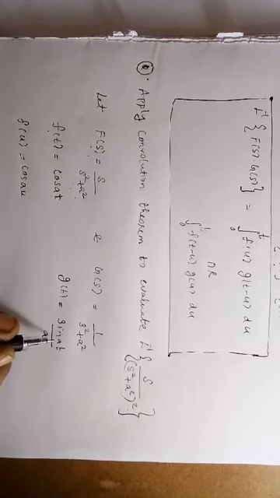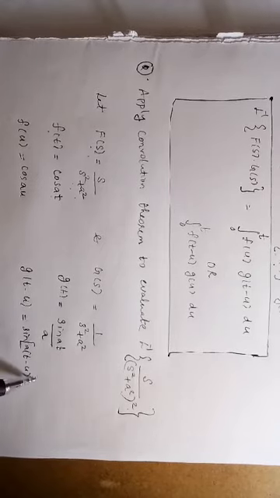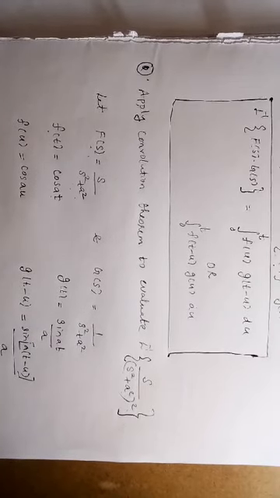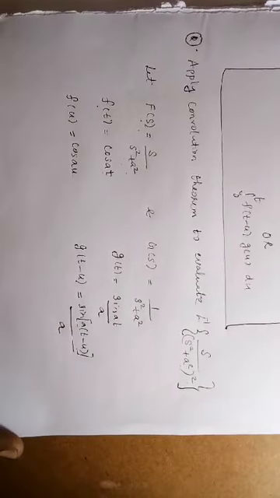Similarly, g(t) is sin at by a. So we can write g(t minus u) by putting t minus u instead of t: sin a(t minus u) divided by a. Now we can apply the theorem. We can apply the results.